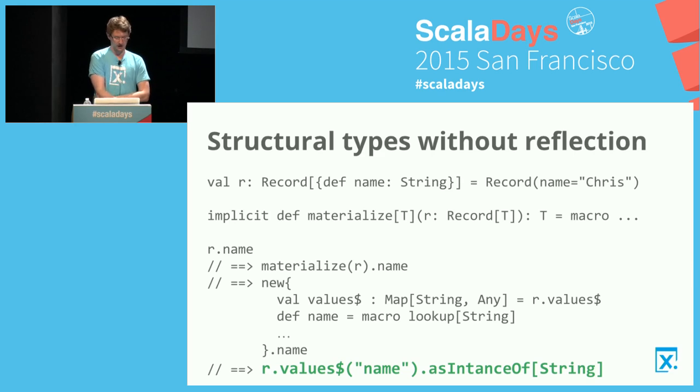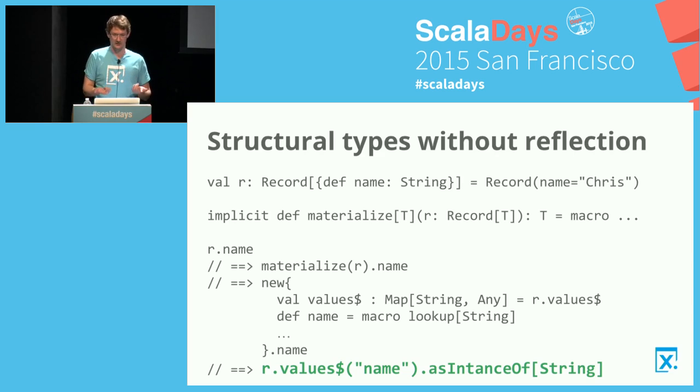So if you do r.name, what actually happens is an implicit conversion is applied, because record itself doesn't have name. So the materializing conversion is applied, which returns a T, which has a name. However, this T is an anonymous class, which again has macro members. So it also has a reference to the map of the record. So if the record has a field name, then this anonymous class will have a def name, which is a macro again, which does the lookup.